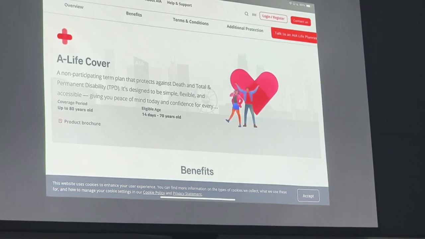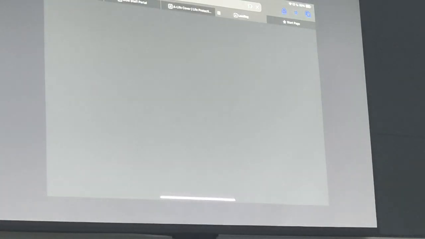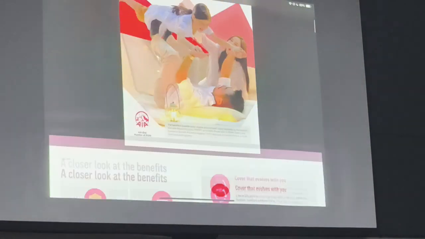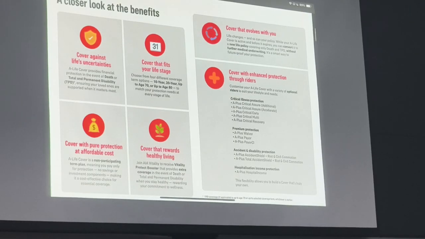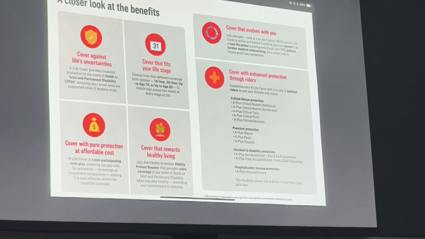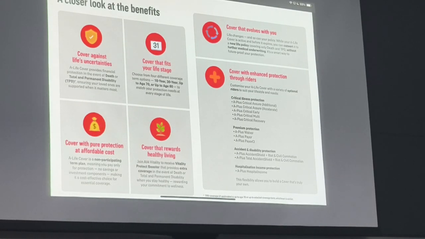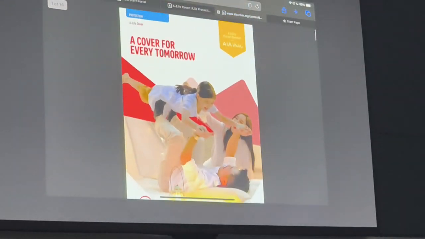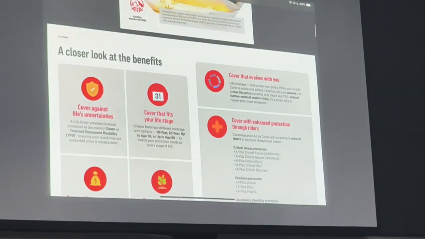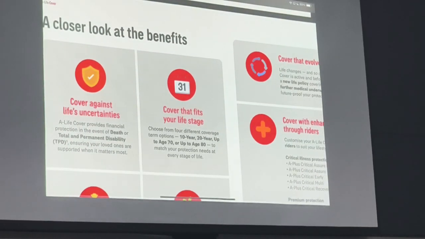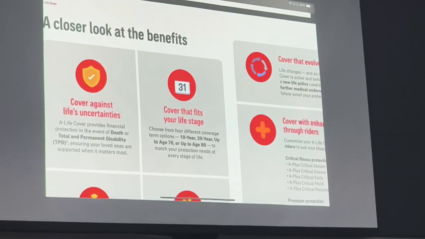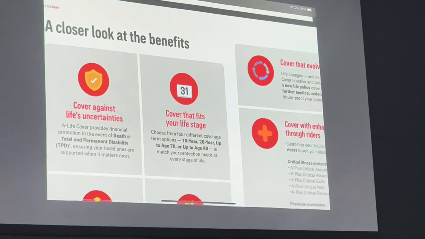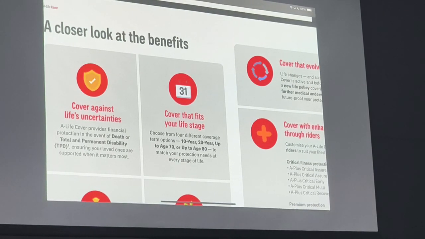So we are like giving a donation. So in this term product, this is term life insurance. It will cover life uncertainties, for example death and TPD. Death and TPD. So what is an example of TPD?